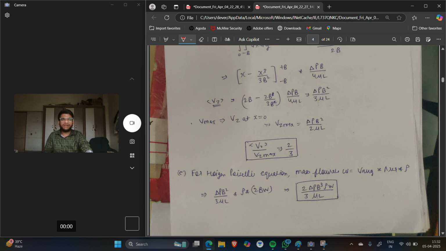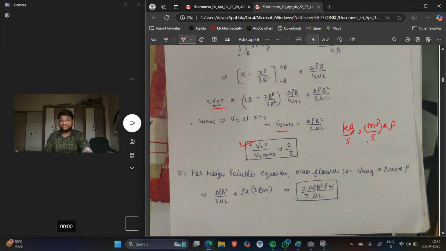So I have got V average and vz max, and I can simply find the ratio. And what is the Hagen-Poiseuille equation? Whenever you are asked to find the Hagen-Poiseuille equation, simply find the mass flow rate. Now what is mass flow rate? Mass flow rate is kg per second. Kg per second is meter cube per second times density, which means volumetric flow rate into density.